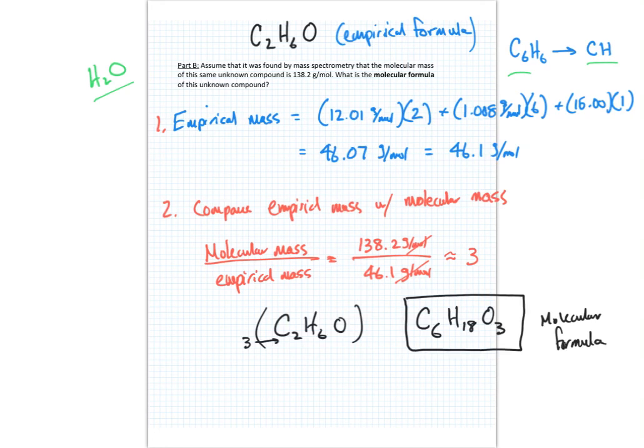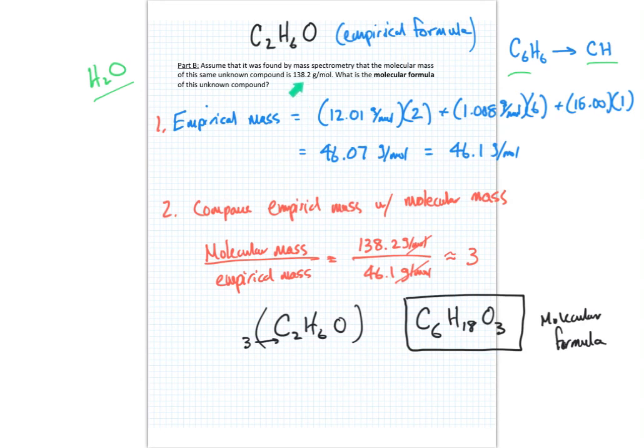Okay, so using this technique, we need to be given a little extra information. We would need to be given the molecular mass of whatever that compound is. And again, mass spectrometry is the way you would figure that out. If you figured out the empirical formula and you're given the molecular mass, then you can figure out what the molecular formula is.